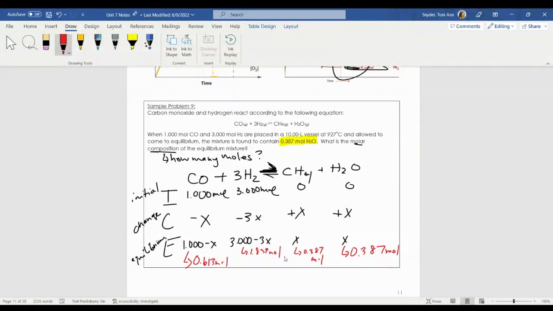This is how you can use an ice chart to determine how many moles or what's the concentration of some equilibrium composition, right? If I have these starting materials and I know the balanced chemical equation, I could figure out what is the final concentration or the final molar composition of each reactant and product in that particular scenario. And we could do that using an ice chart right here.